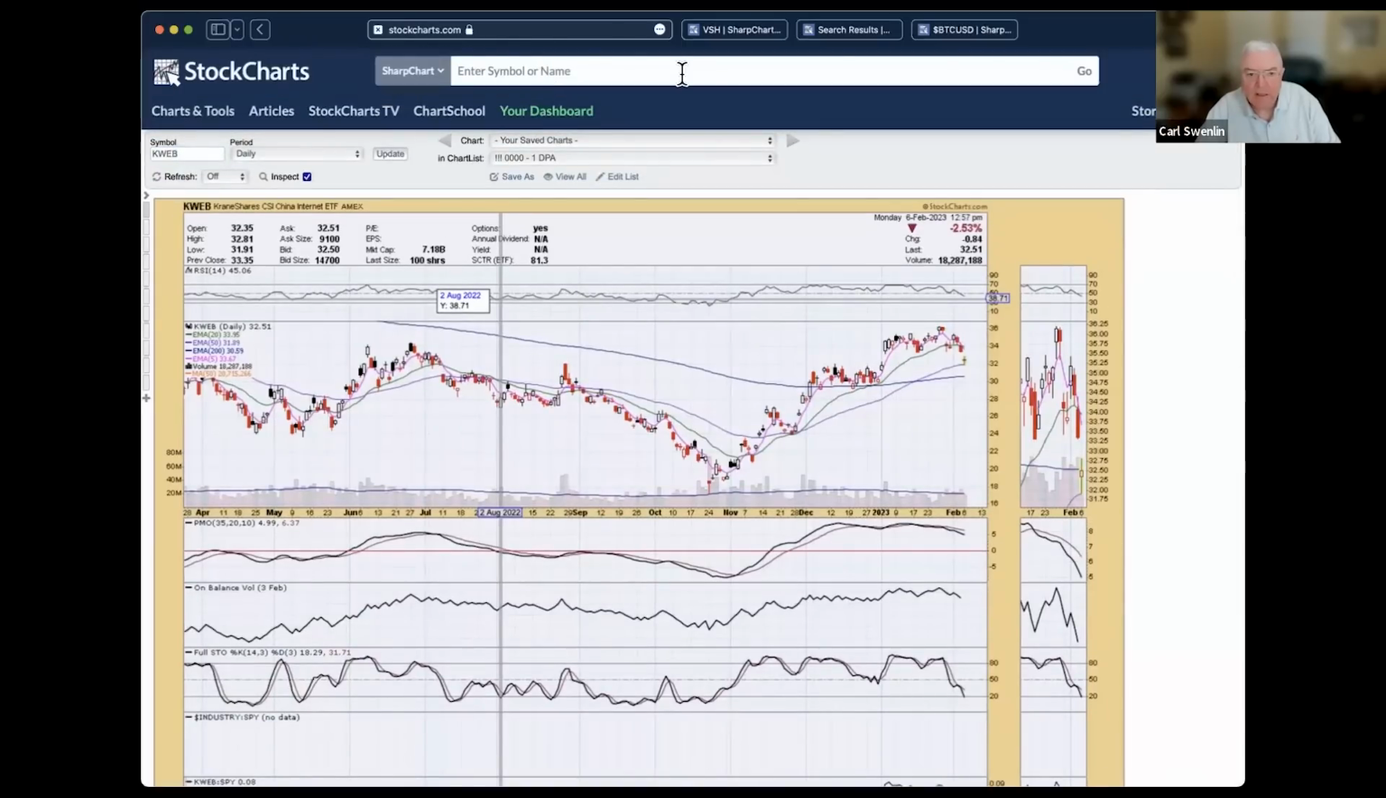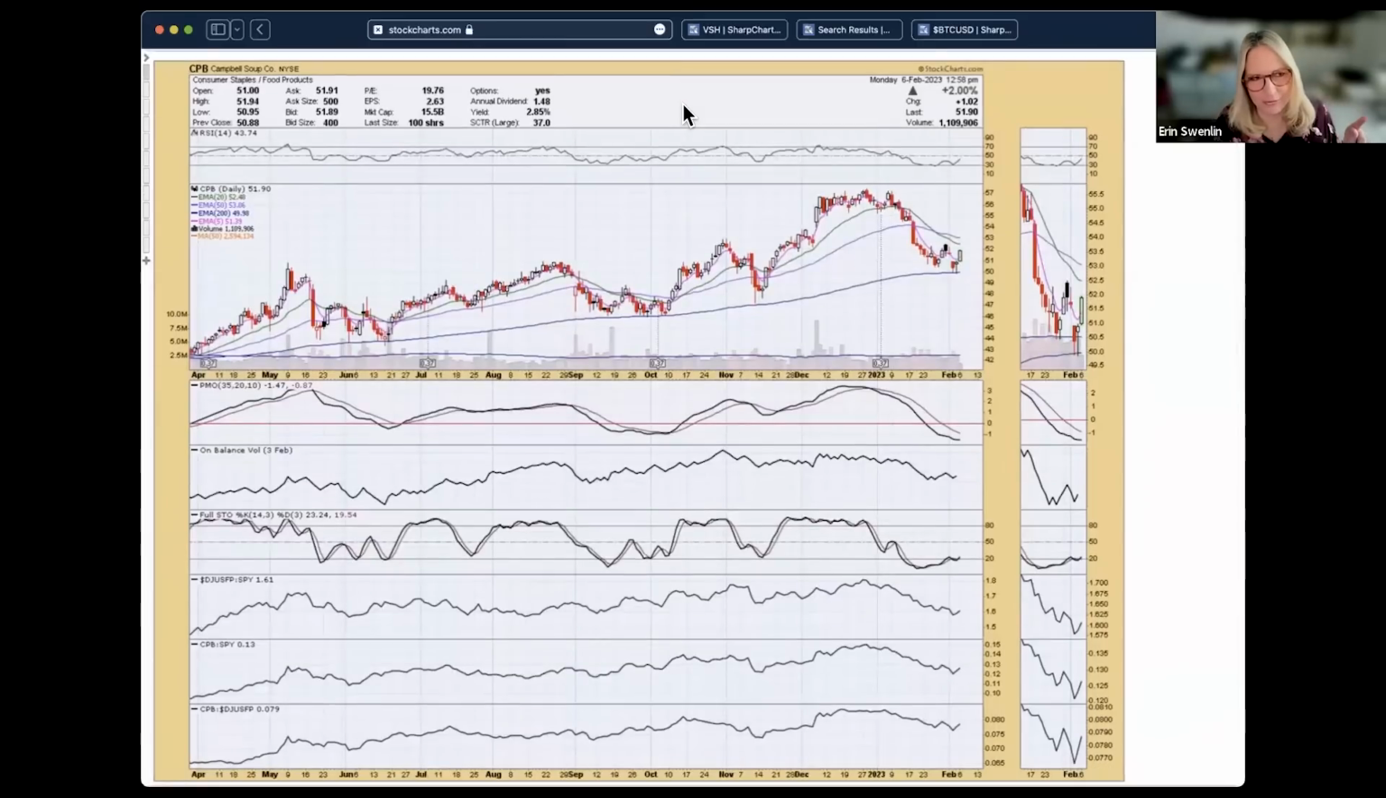CPB. Campbell's Soup, I believe. All right. Consumer staples looked bad. We didn't look under the surface at food products, but I can tell you, I know relative strength is terrible. And I said that before looking at it. I know that this is a bad area of the market. Notice relative strength also failing for Campbell's Soup.